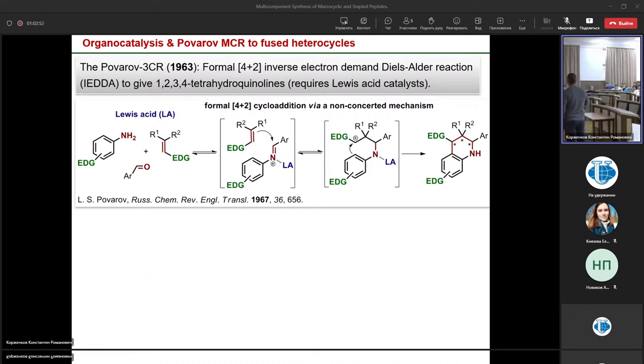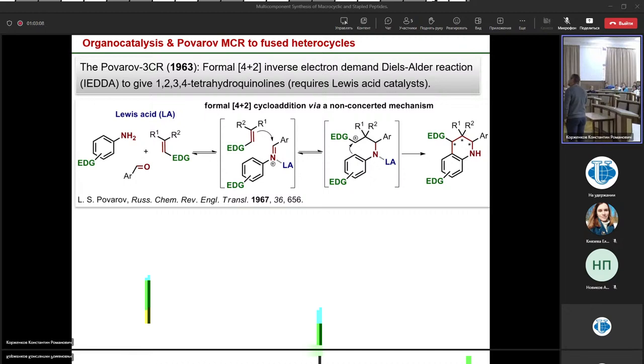The original articles on this are in Russian. Nobody knew about them for 30 years. And later the Western world discovered that there was a spectacular reaction, and everybody started to rediscover a reaction that had been discovered in the 60s here in this country, okay?